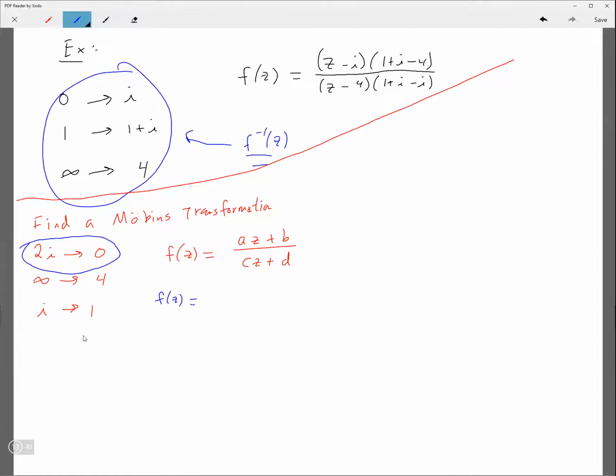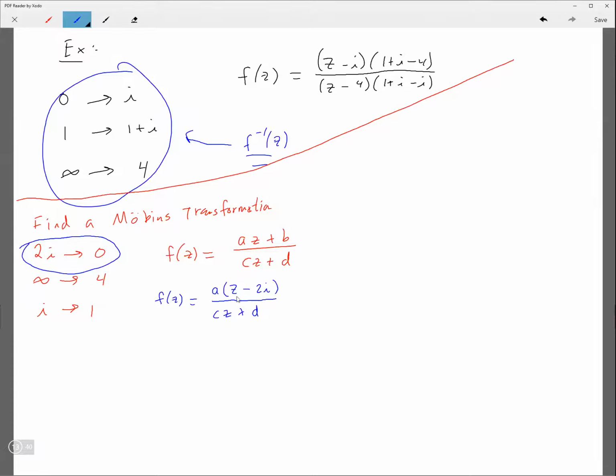Would A and C contain i also? Okay, let me give you a hint. In order to make the whole thing zero, you only need to make the numerator zero. The denominator, who cares? As long as the denominator is not zero. B has to be negative 2iA or something. You're pretty close. You can rewrite it like this. If that's a z, then what has to be here? Negative 2i. Minus 2i, right?